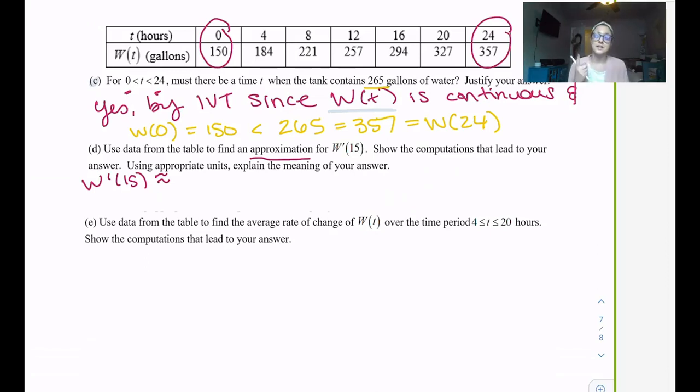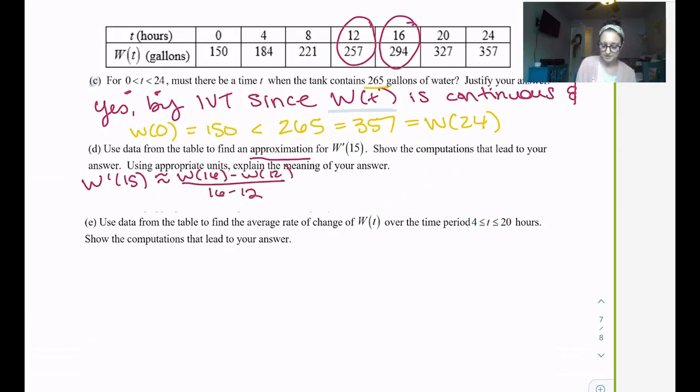Okay, and we're going to approximate this. So the derivative is a slope at how many points? At 1, right? I can approximate it using the 2 points around 15. So what are the closest two time values that is given on the table to 15? Yeah, 12 and 16, right? So I can approximate this by saying this is close to the slope between those 2 points. So change in y, we usually write it like this, W of 16 minus W of 12 all over 16 minus 12. Okay, so let's plug our numbers in. Our change in y is 294 minus 257.